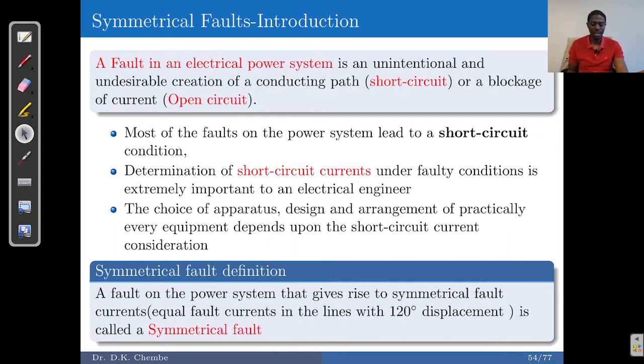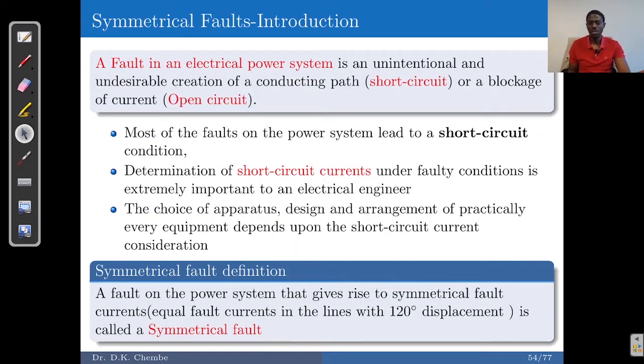But in any way, short circuit current determination is an important aspect for an electrical engineer because it is used to determine the equipment ratings and equipment selection, from circuit breakers to fuses in the system. Without the knowledge of how to calculate short circuit currents, an electrical engineer is going to struggle to design a system and arrange components and equipment in that power system. So it's a very important aspect.